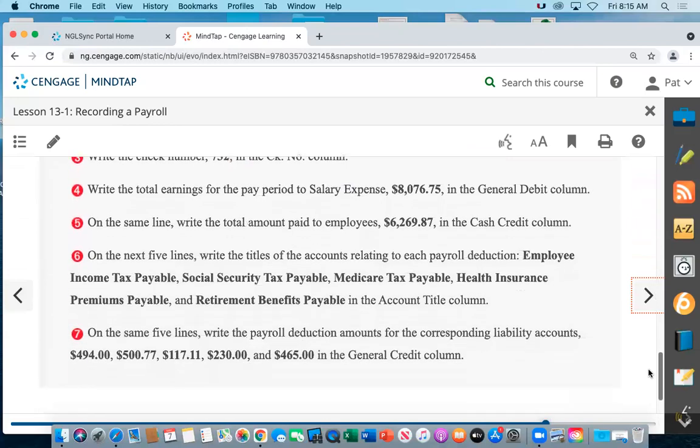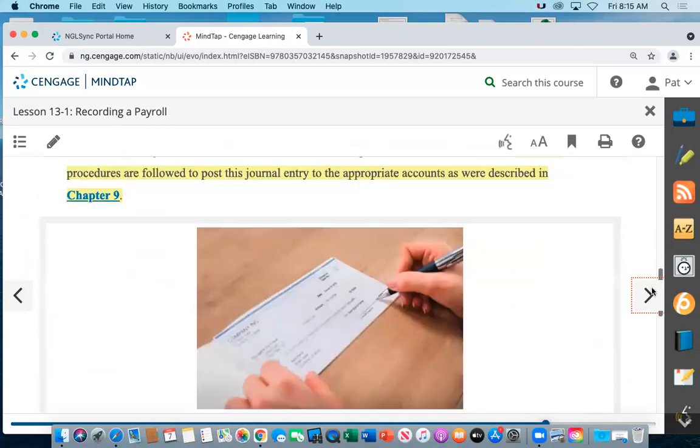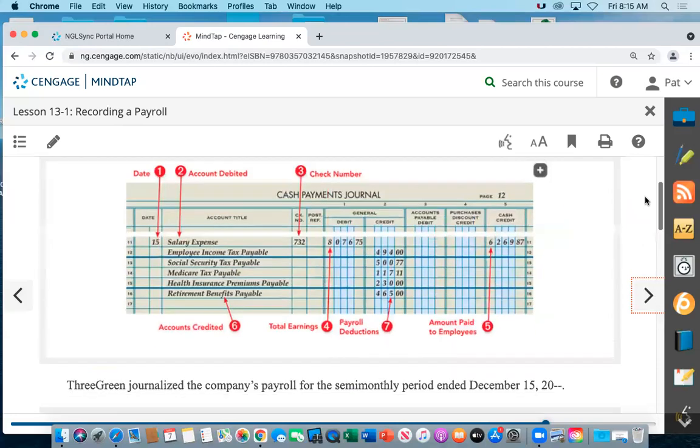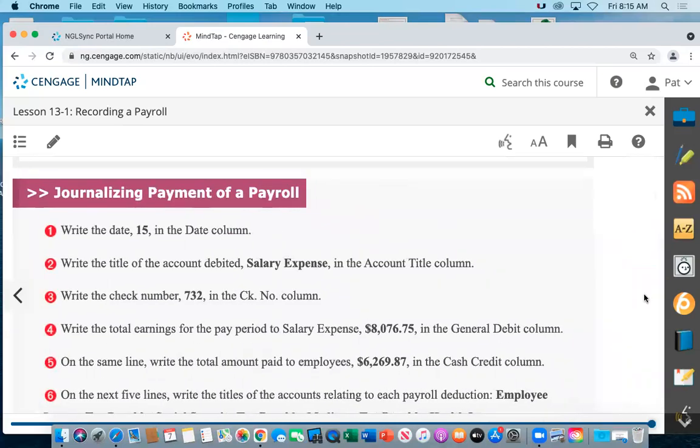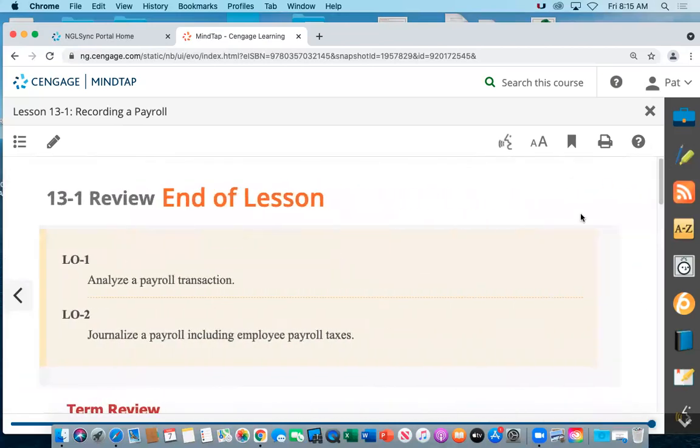They have the steps down here if you wanted to go through them. We didn't go through 1, 2, 3, 4, 5, but you kind of get the idea. That's all section 13.1 is.